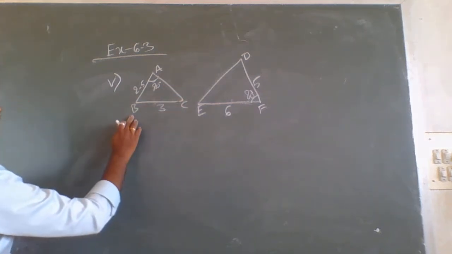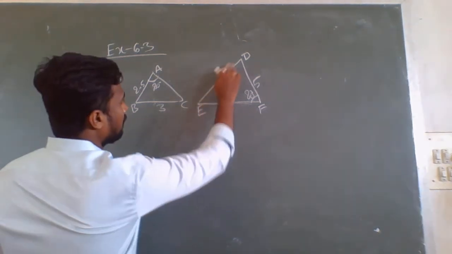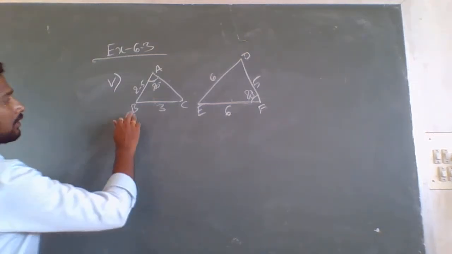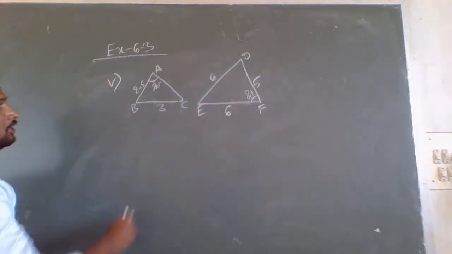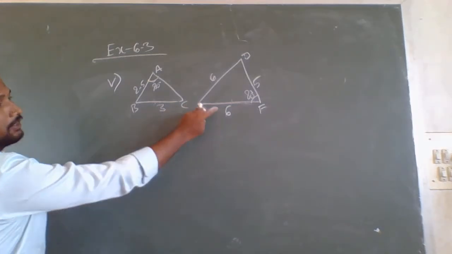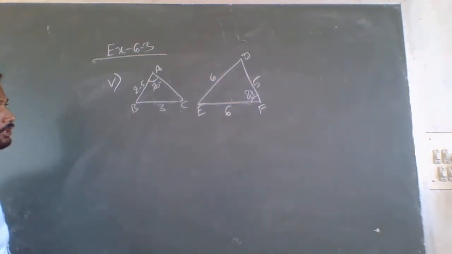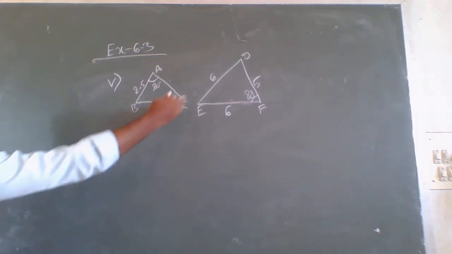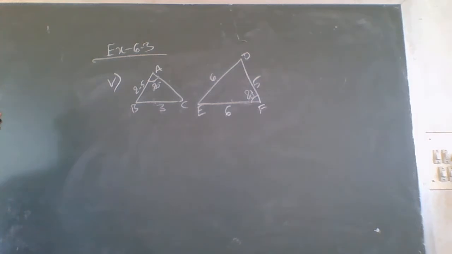But here they are not given the length of that side. Suppose they had given the length of side ED in this diagram as 6 centimeters, then we can consider BC by ED. These two sides are corresponding sides because BC is opposite to 80 degrees, and ED is opposite to 80 degrees. If they are given this as 6 centimeters, then only we can consider 3/6 equal to 1/2.